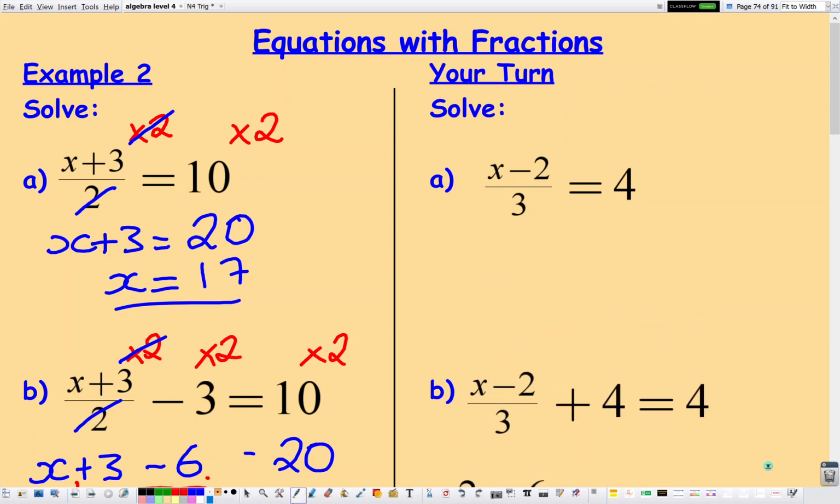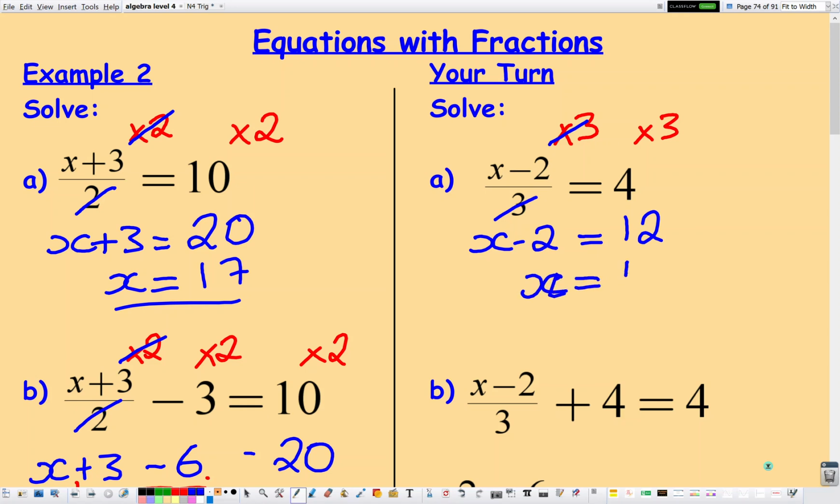So, first thing you should have done in the first one is get rid of the fraction, which is a divide by 3. So you're going to multiply every term by 3. Remember, that does not affect the numerator. All it does is it cancels with the denominator. So x minus 2 stays untouched. And that's all we've got left on the left hand side. 4 times 3 is 12. And then I have plus 2 to both sides. So x equals 14.